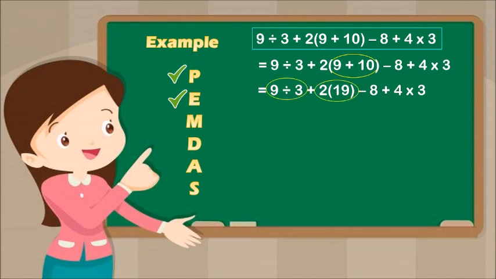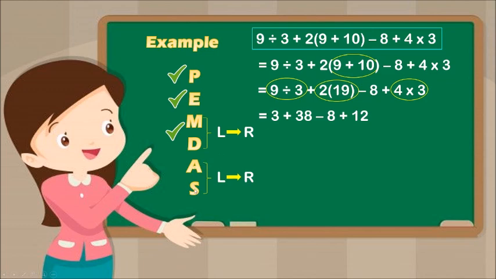Again, we solve the multiplication and division from left to right, whichever comes first. So first is 9 divided by 3, so we have 3. 2 times 19 is 38, minus 8, plus 4 times 3 is 12. Next step is addition and subtraction from left to right, whichever comes first. So 3 plus 38 is 41, minus 8 plus 12. So the answer is 45.